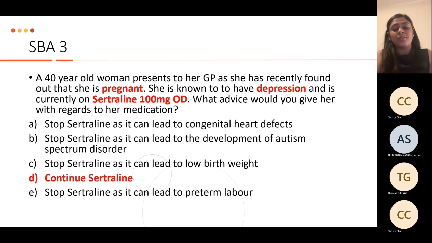The risk is, however, very, very small. Ultimately, sertraline can prevent and even reduce unpleasant symptoms that can obviously happen in mental health conditions. So it's important to realize that the benefits of taking the medication generally outweigh the risks. So in this case, you would want to continue the sertraline for this lady.